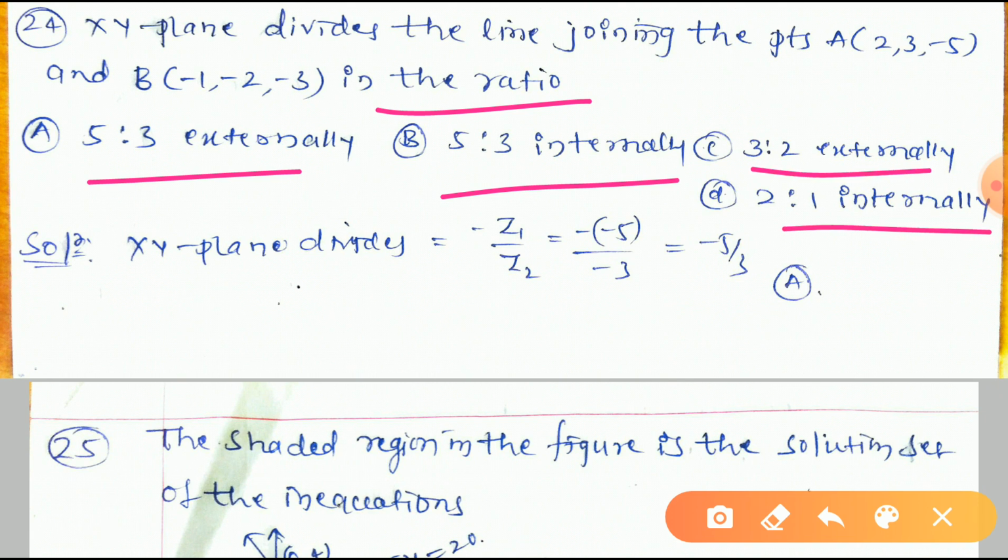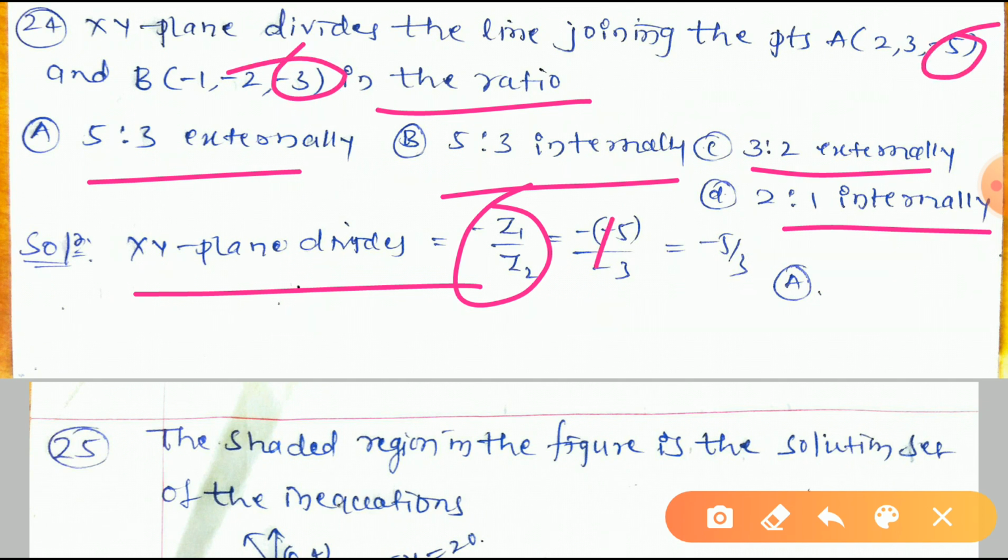Here the xy plane divides. We know the standard result: the xy plane divides in the ratio minus z1 by z2. z1 is equal to minus 5 and z2 is equal to minus 3. Then the minus signs cancel, we get minus 5 by 3. Here minus indicates externally, plus indicates internally. Therefore the ratio becomes 5 is to 3 externally. Therefore the right choice of this question is A.